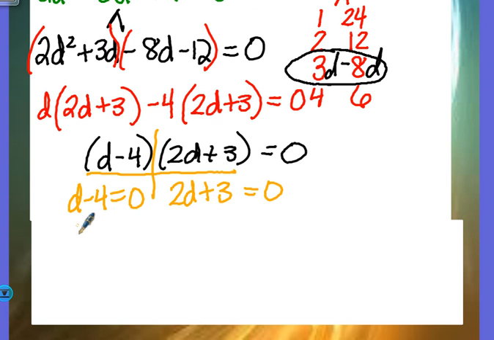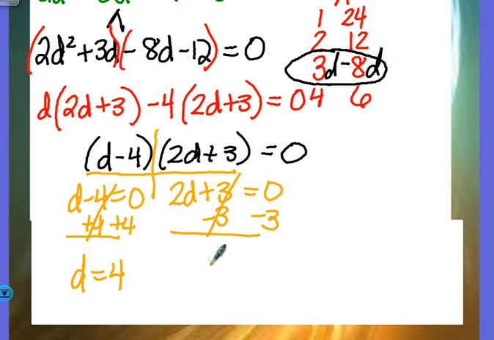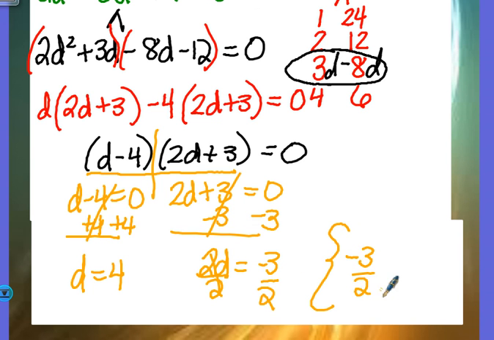Notice I don't use the parentheses when I set equal to 0. So on the left, we get d equals 4. And on the right, let's see, divide by 2. Notice we get a fraction here. There's no need to change this to a decimal unless you are more comfortable with that, but d is by itself and it equals negative 3 over 2. So here are my two solutions: negative 3 over 2 and positive 4. And that is how you solve quadratic equations.